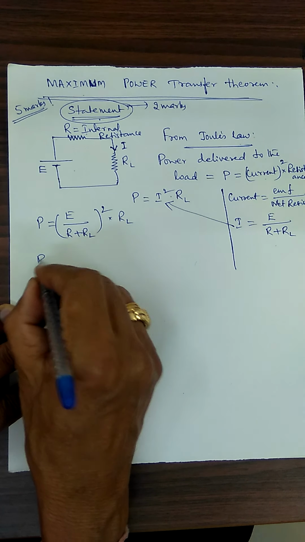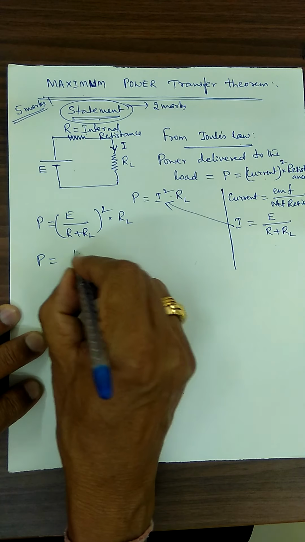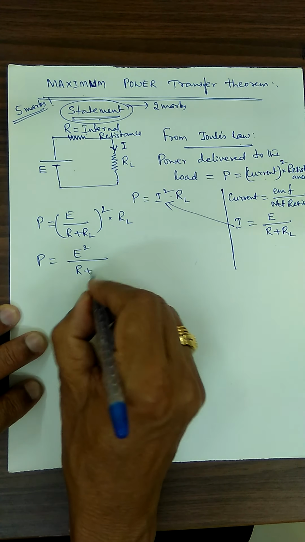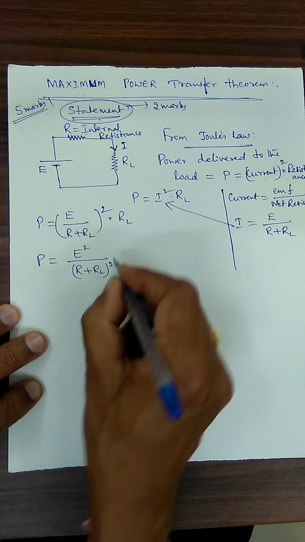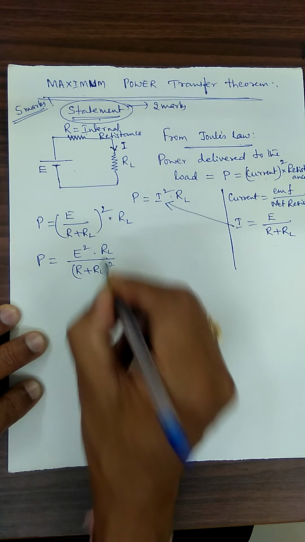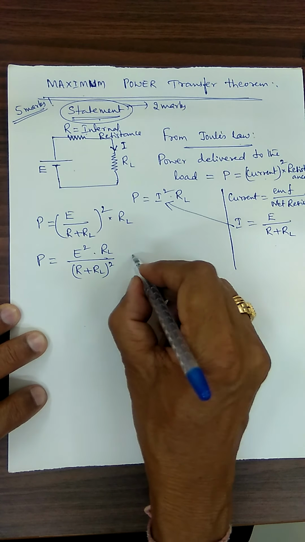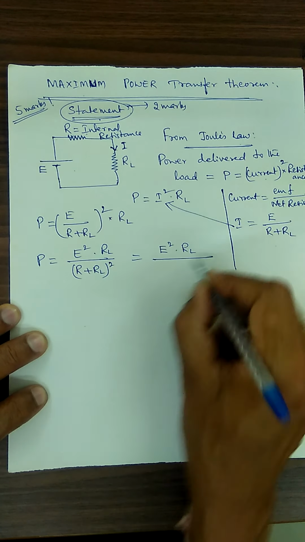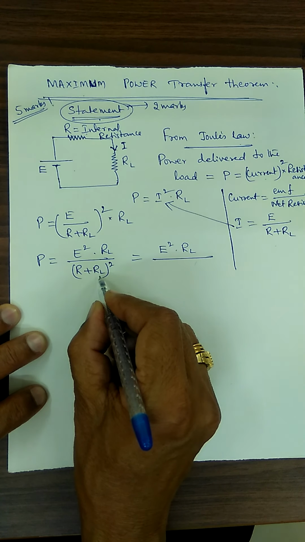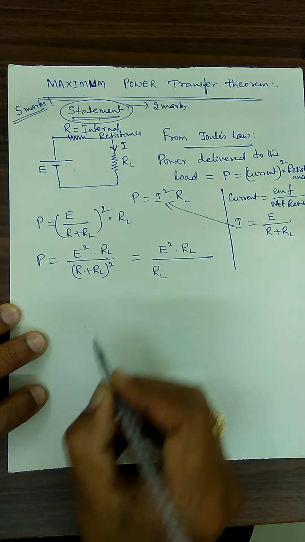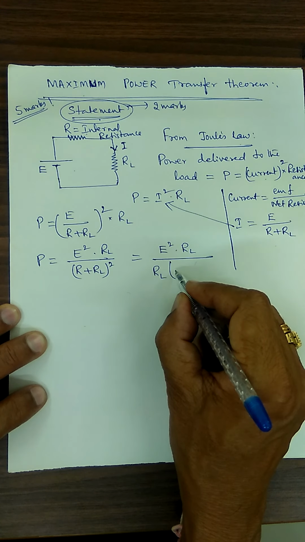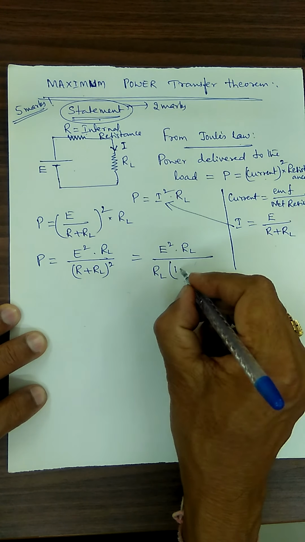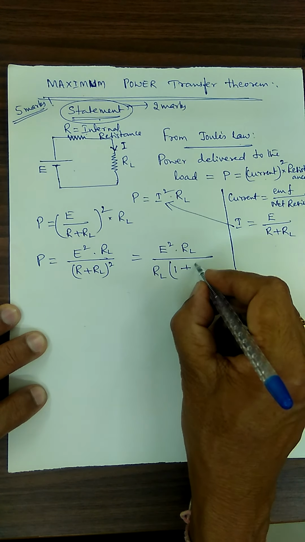Expand this. P is equal to E squared divided by R plus RL whole squared, into RL as it is. This can be written as E squared into RL. Here, RL is a common factor; even though it is not explicitly available, I will take it outside. The remaining term is RL times 1 plus R divided by RL.